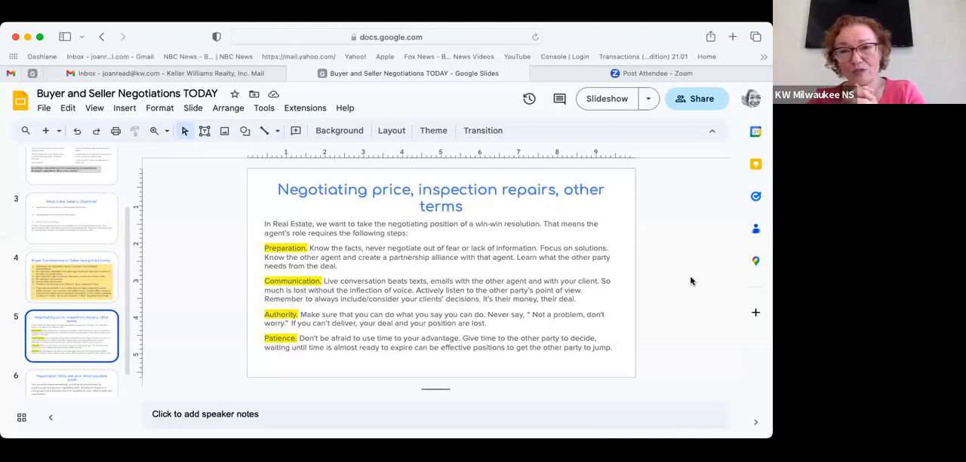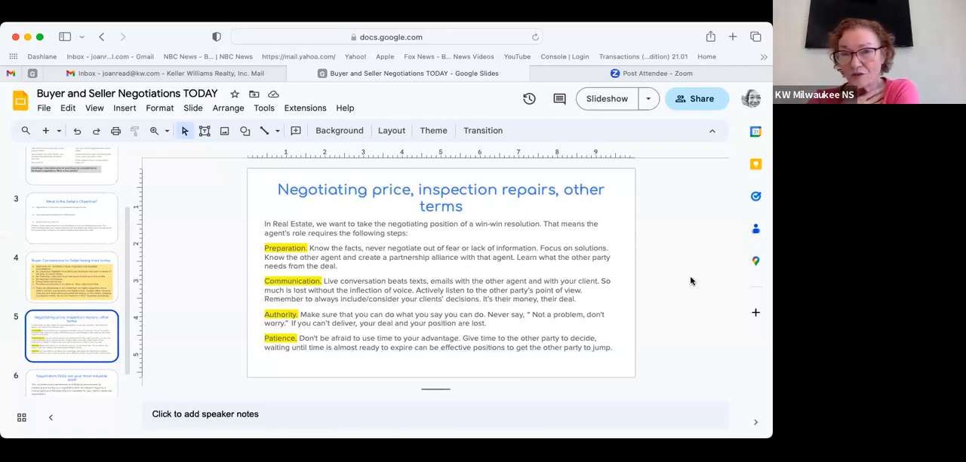And then the second most important thing to remember in negotiating is communication. Always, always, always, live conversation beats texts and emails, with the other agent and with your client. I've seen some agents try to do all of this with text or emails, but mostly text. And then they say, well, it's how this generation likes to communicate. We don't like to talk on the phone. We like to just text, and it makes it easier.